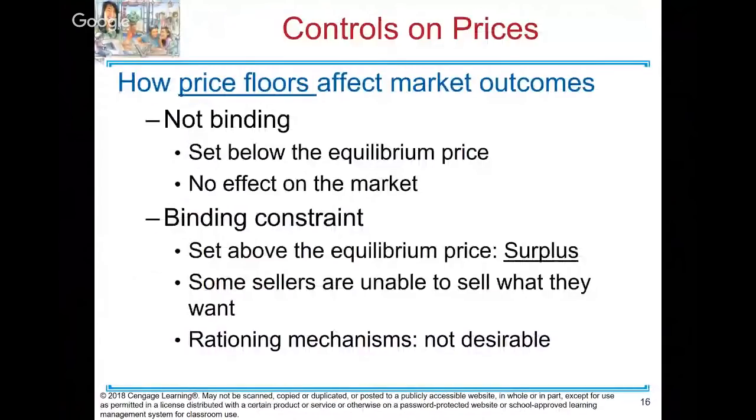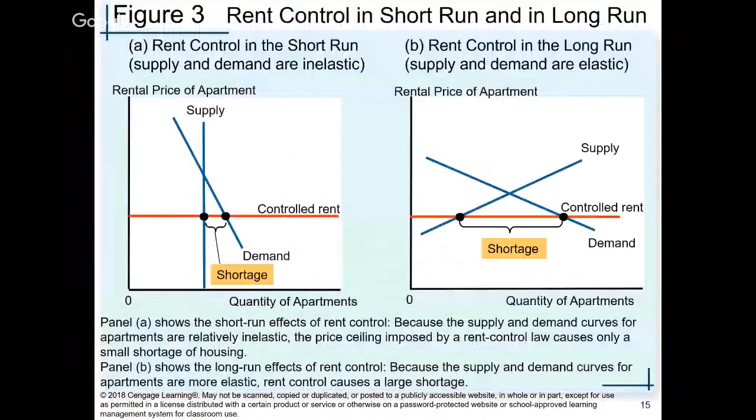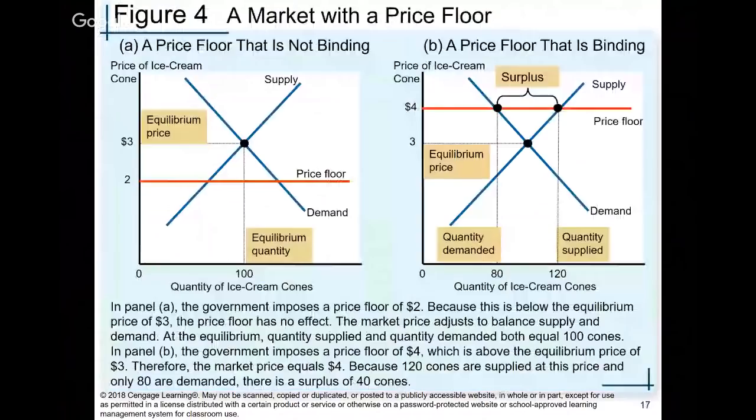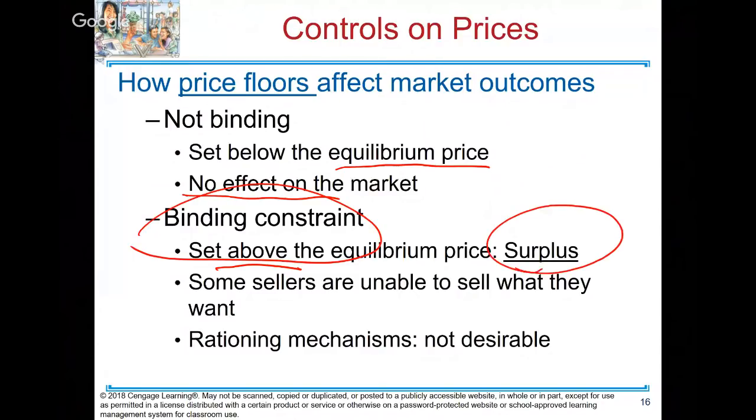All right, so next we have price floor. The price floor is the legal minimum price on a good or service. So, when the price floor is non-binding, that means it will have no change whatsoever. That is when the price floor is set below the equilibrium price, and this will have no effect on the market. Now, however, if your price floor is set above equilibrium, this is called a binding constraint, and this will cause a surplus for the economy.